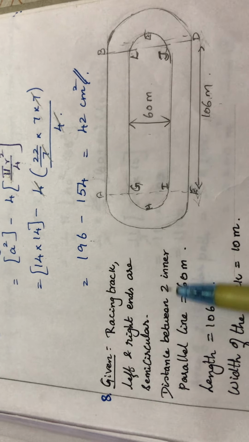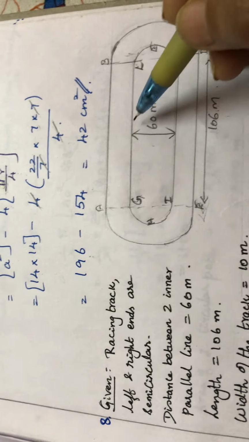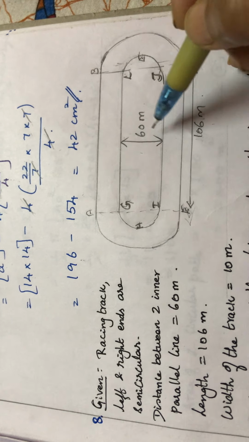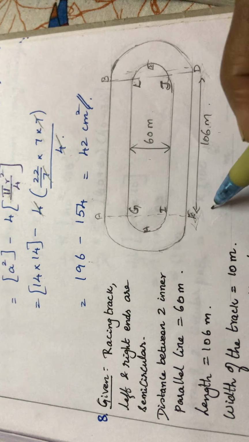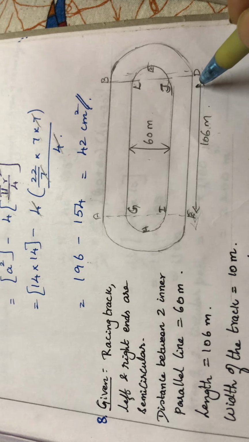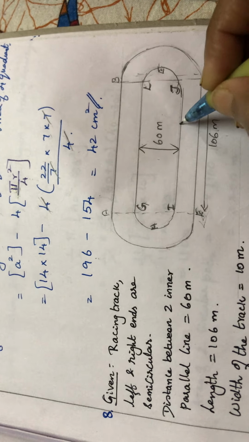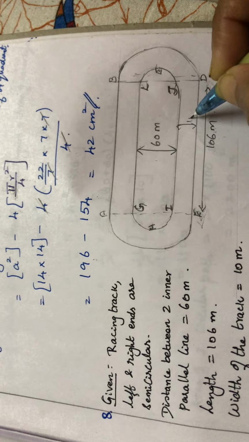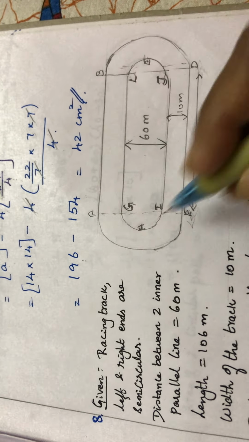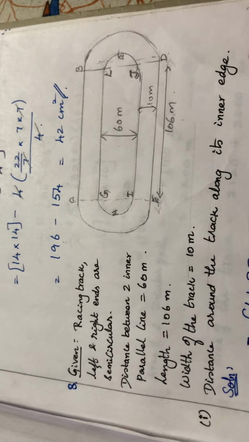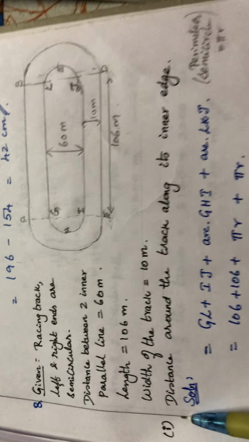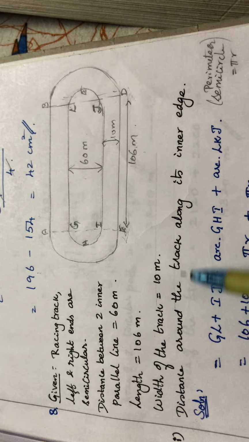The distance between two inner parallel lines is 60. And the length of the track is 106 meter. The width of the track is given as 10 meter. So the distance between the inner and outer edges is 10 meter. First subdivision, we need to find the distance around the track along its inner edge.